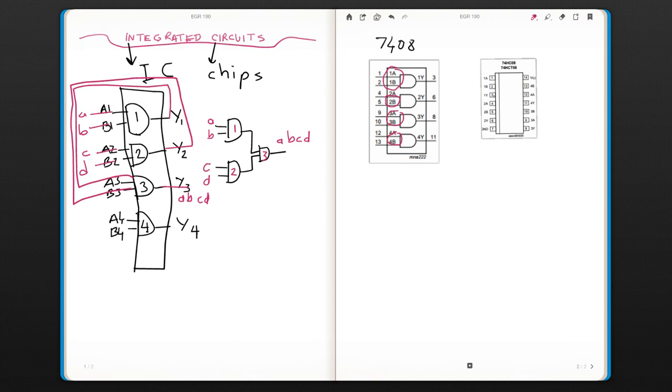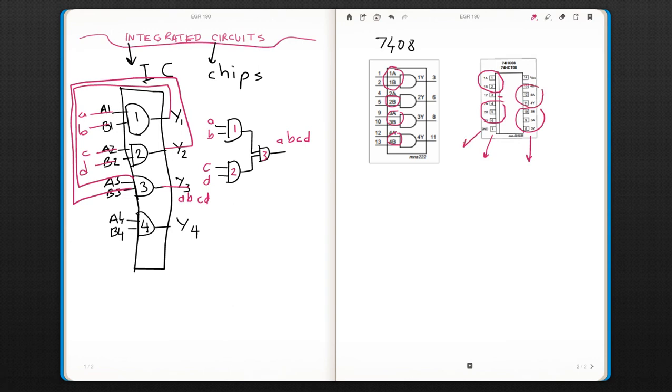And if you look at the chip itself, the 7408, this is how it looks. These are all the pins that go to your circuit board, and you can see the pin numbers 1A and 1B. When you look at the physical chip itself, the very first one on the top left is 1A and 1B. So this is your first AND gate, and this is the output of that AND gate, and this is the second AND gate with the output, third one and the fourth one.